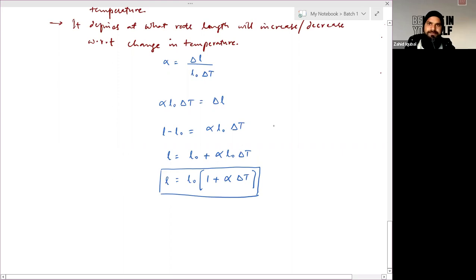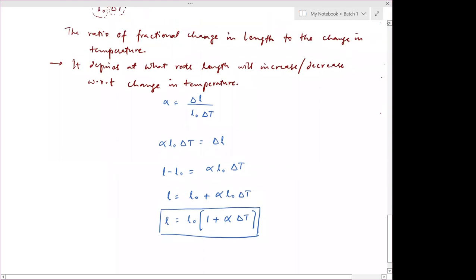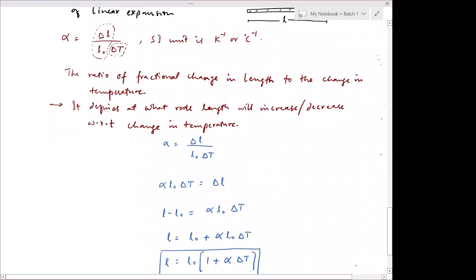Is it clear? Yes, sir. Okay, just write it down.